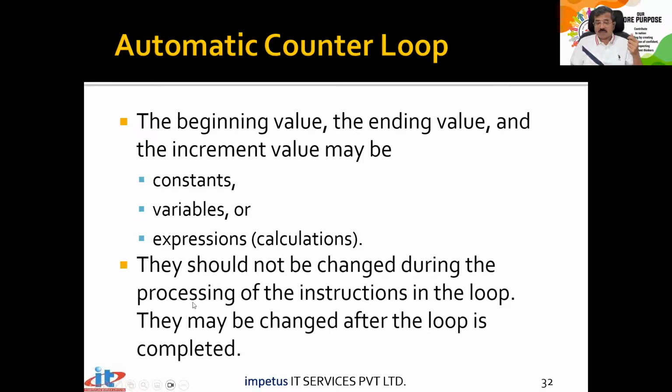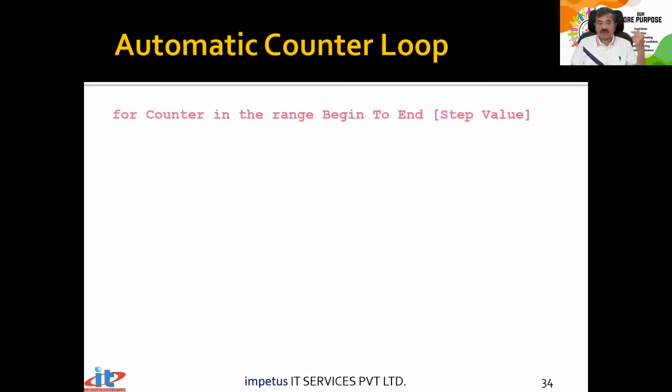They should not be changed during the processing of the instruction in the loop. They may be changed after the loop is completed. So while the loop is working, while you are counting, you don't really have to worry about how to count it. It will not need you to increment or decrement. It will happen automatically for you. Although we have a chance to interfere, even if you don't, it will happen automatically for you. So it is a loop that will get incremented or decremented automatically.